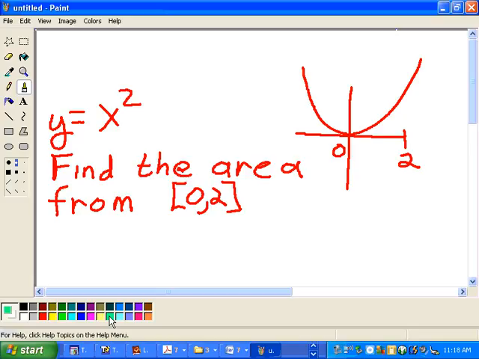And what we're going to use is something called the rectangular approximation method, which we call RAM. Rectangular approximation method.